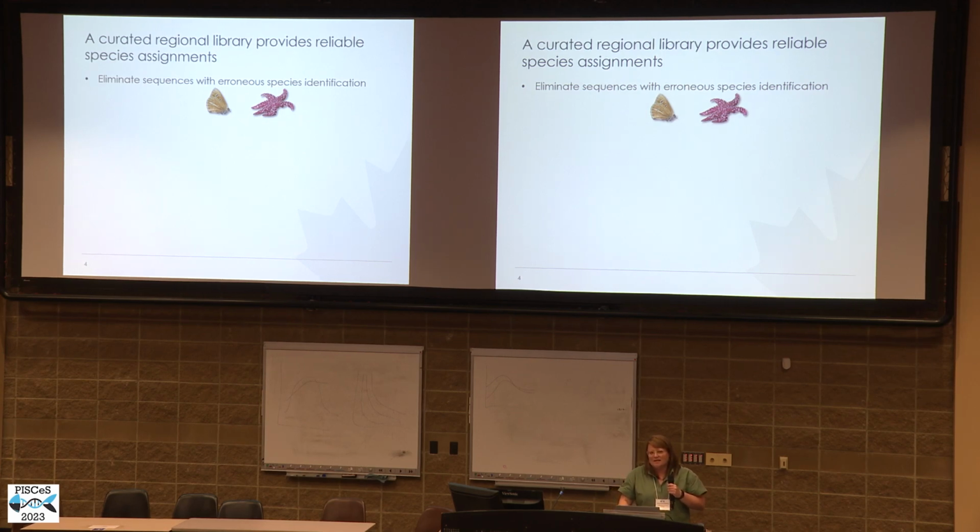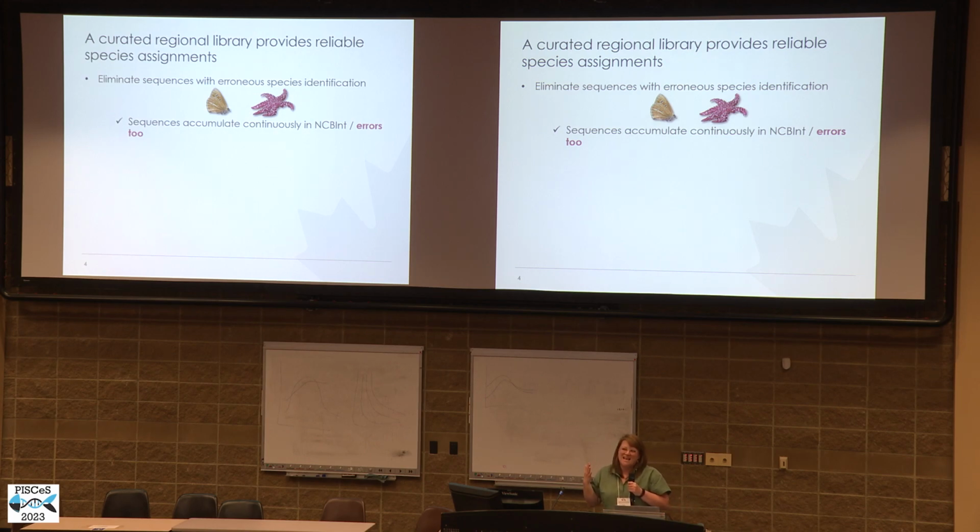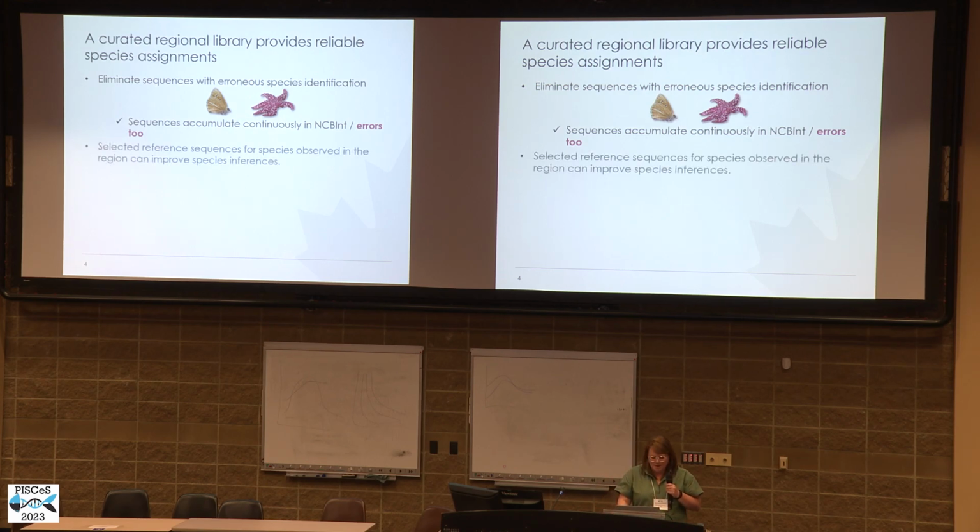One problem with that is that we can know about that one and recognize that butterfly as it comes up, but sequences accumulate continuously on NCBI, so do errors. And if the person dealing with the species assignment isn't aware of which species should be observed or not, then you can miss that error.